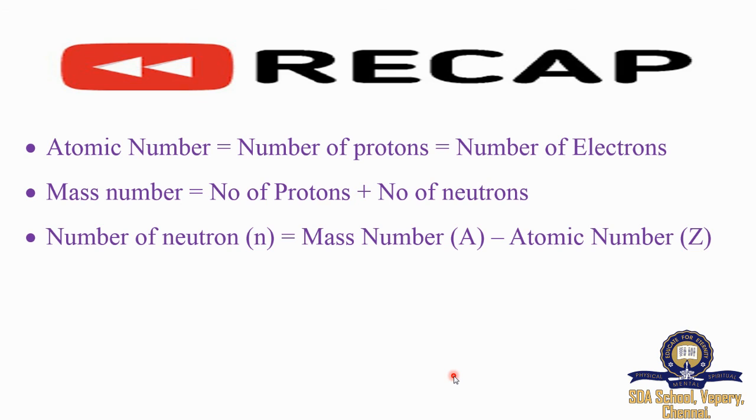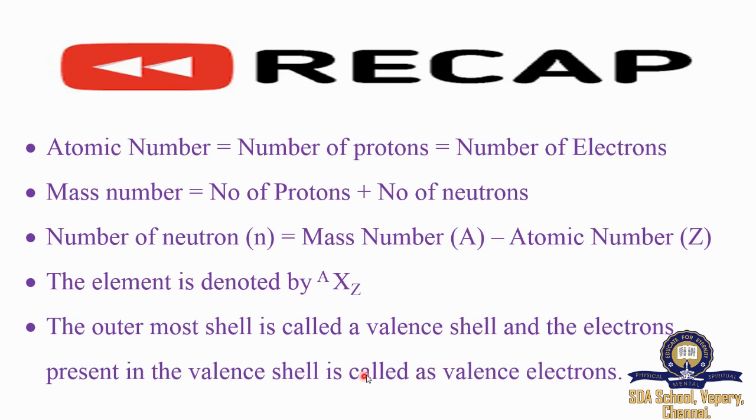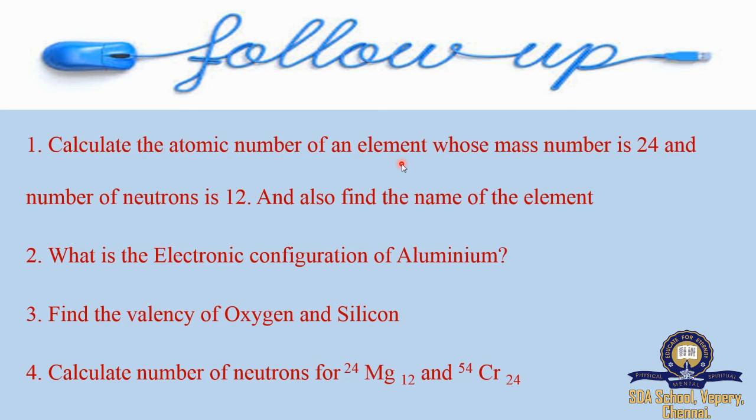To represent an element, it is denoted by X with A and Z. A is the mass number and Z is the atomic number. Be careful, students. A is the mass number. Don't think A is the atomic number. A here represents the mass number and Z the atomic number. And we saw valence shell and valence electron. The outermost shell is called the valence shell, and the electrons present in the valence shell are called valence electrons.